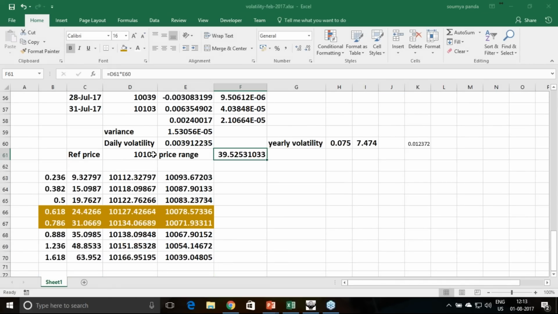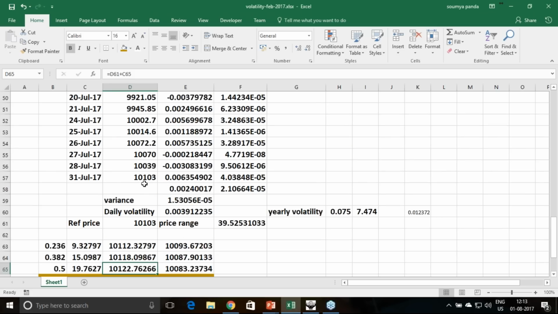Sometimes you will have a gap up or gap down. Suppose the market opens very much gap up, say it is opening at 10,123 or above, then you need to do a small adjustment. Instead of taking 10,103 as a reference, you take the opening price. Suppose Nifty is opening at 10,123 or 127 or 125. You just change the last traded price of the previous day to the opening price, so you can get new levels.